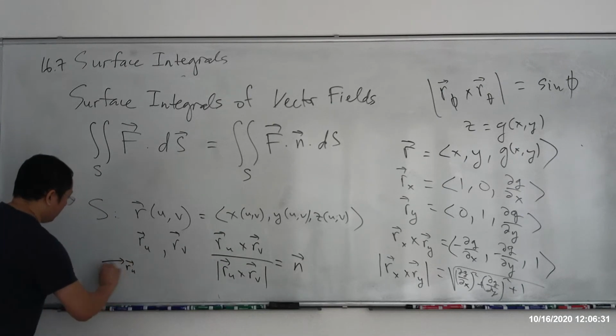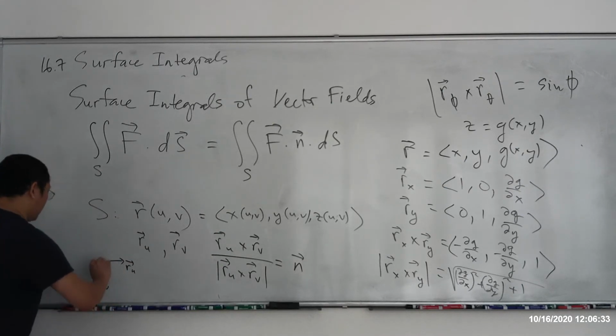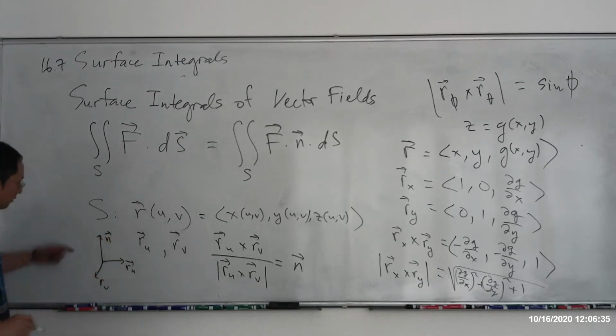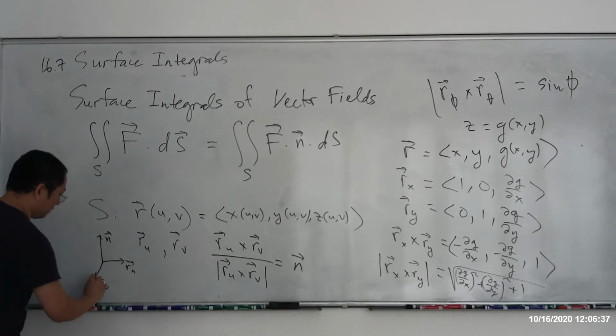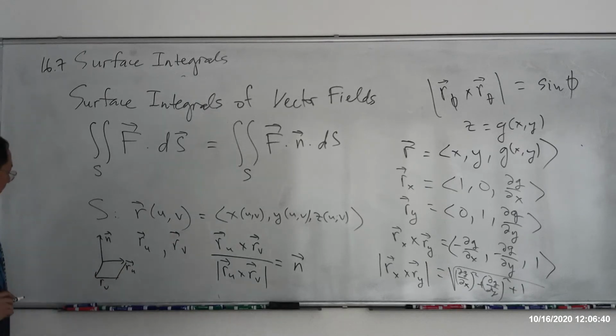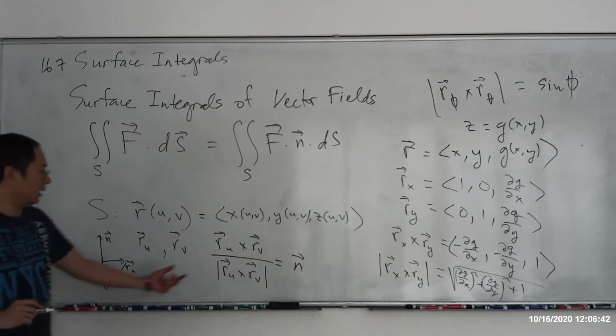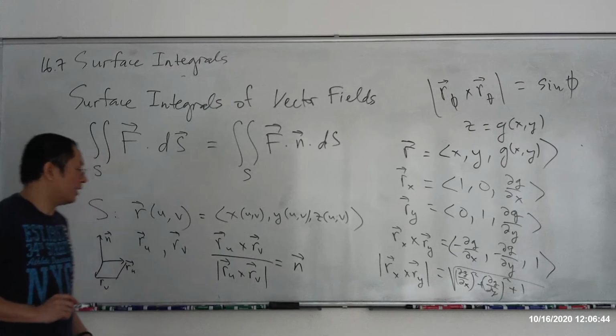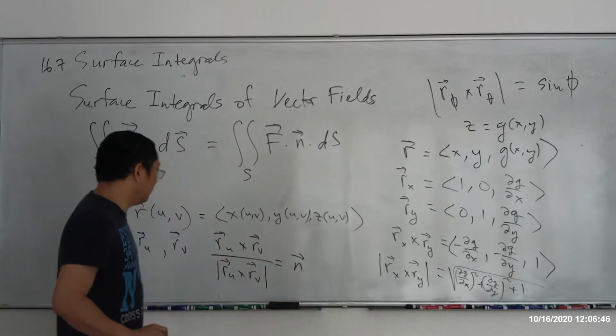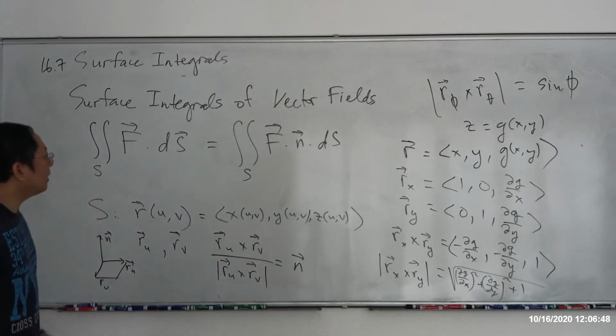Ru is this way, Rv is this way, and N is this way, perpendicular to both. And the reason why we divide by this magnitude is to make N have magnitude equal to 1.